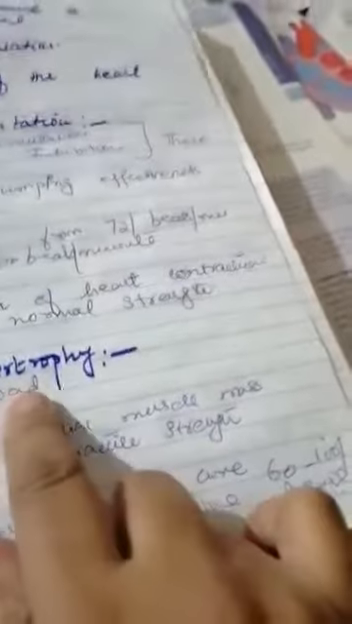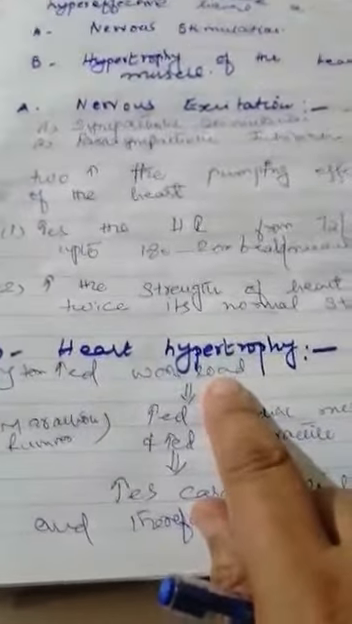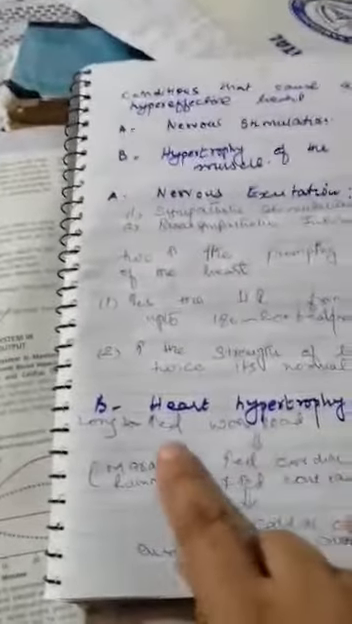Dusra, heart ki hypertrophy. Ye physiological hypertrophy hai, diseases wali nahi hai. We are discussing physiological hypertrophy of the heart, just as in athletes and marathon runners. Kaise cardiac output unka badhta hai?